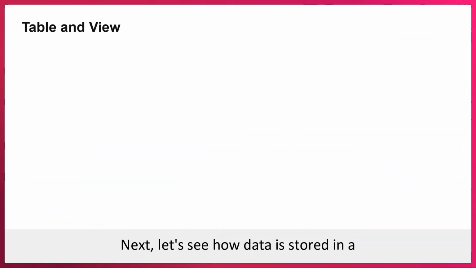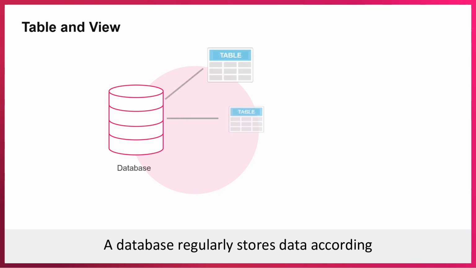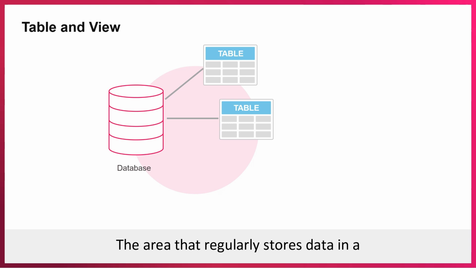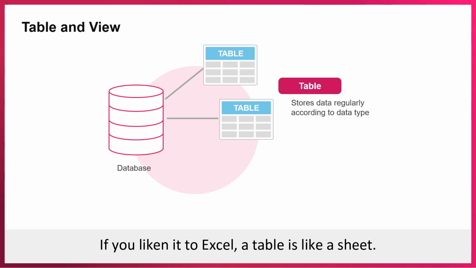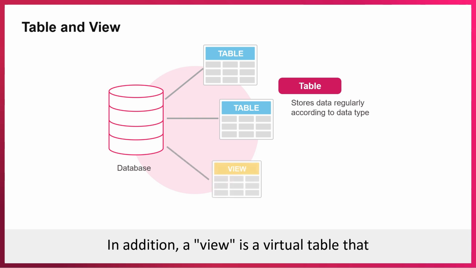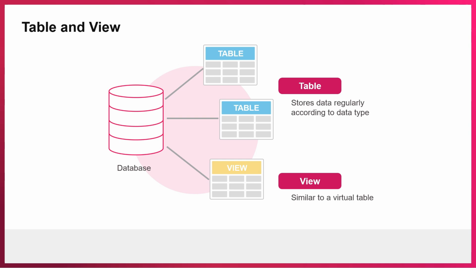Next, let's see how data is stored in a database. A database regularly stores data according to the data type. The area that regularly stores data in a single tabular format is called a table. If you liken it to Excel, a table is like a sheet. A database contains multiple tables and manages data by table. In addition, a view is a virtual table that is created by retrieving only the needed data from one or more tables.